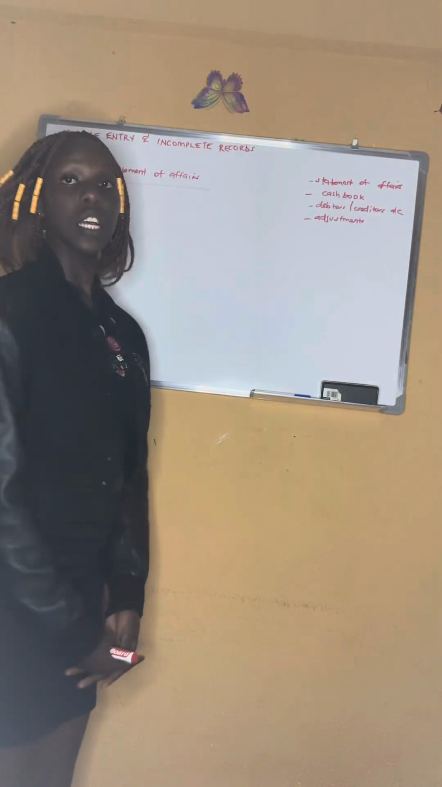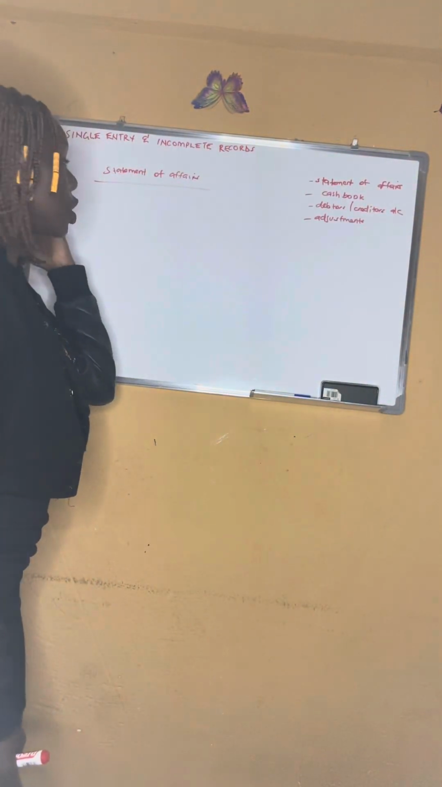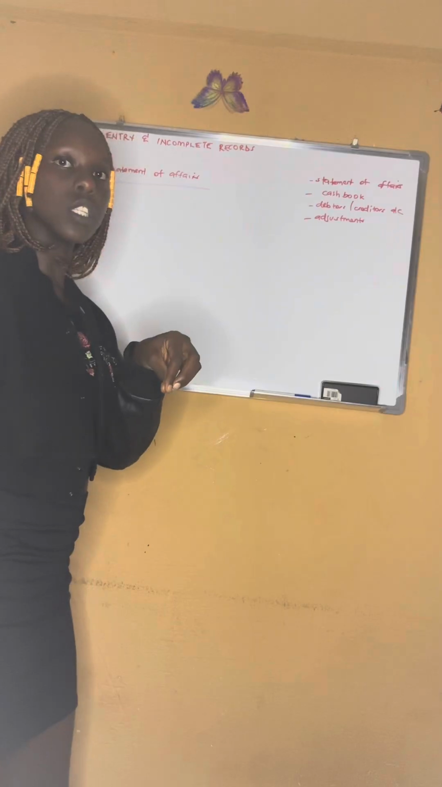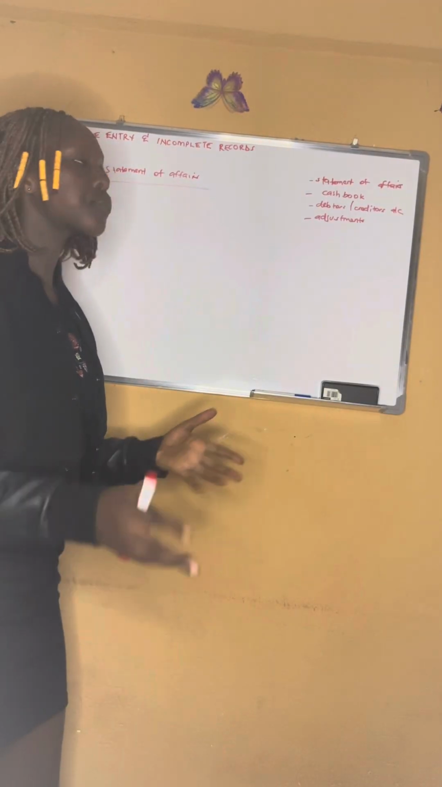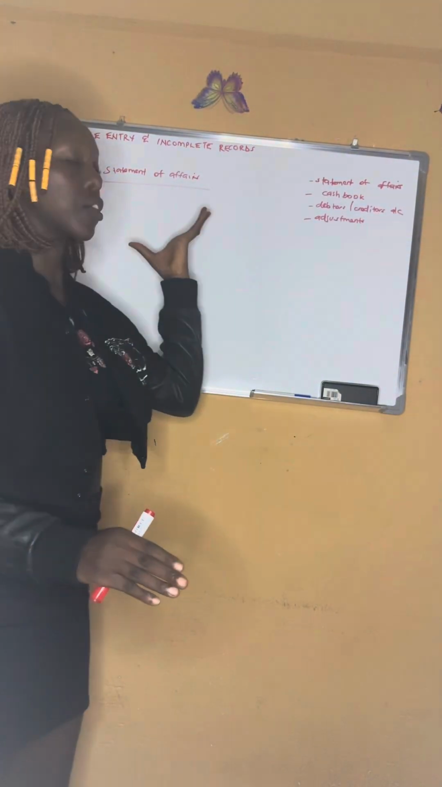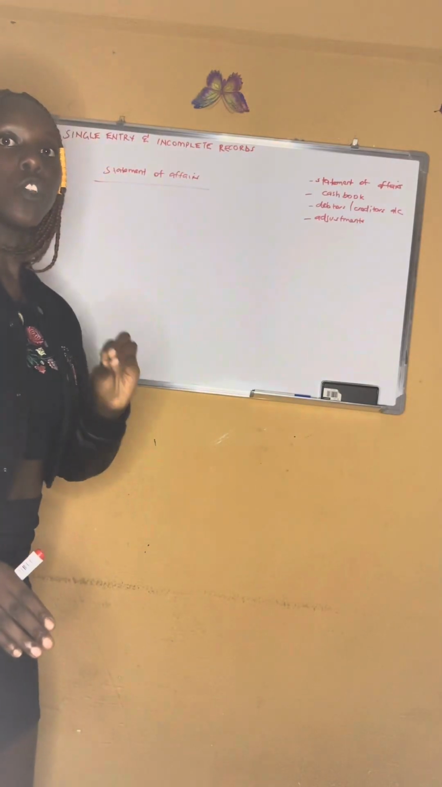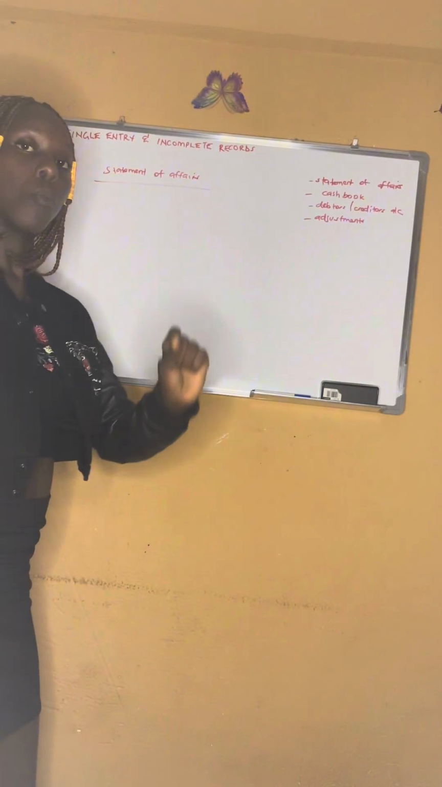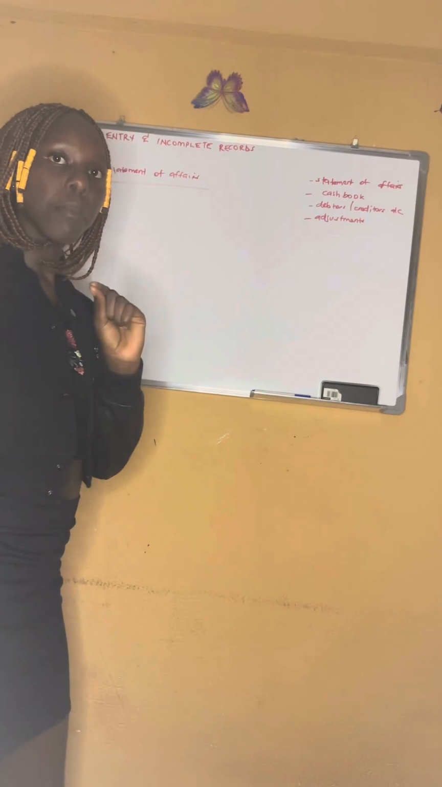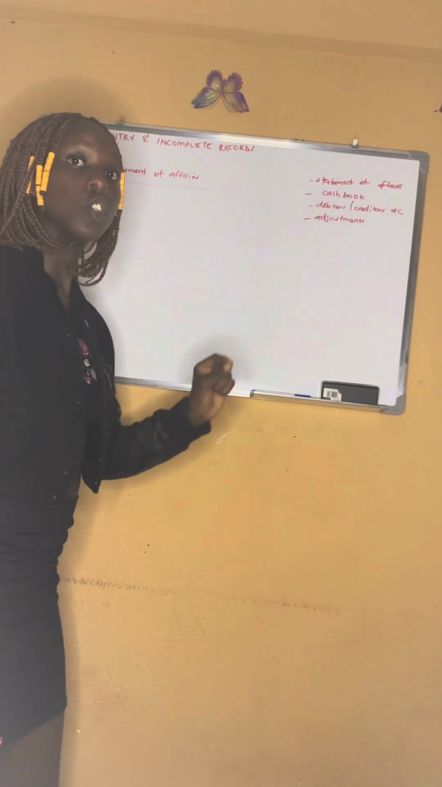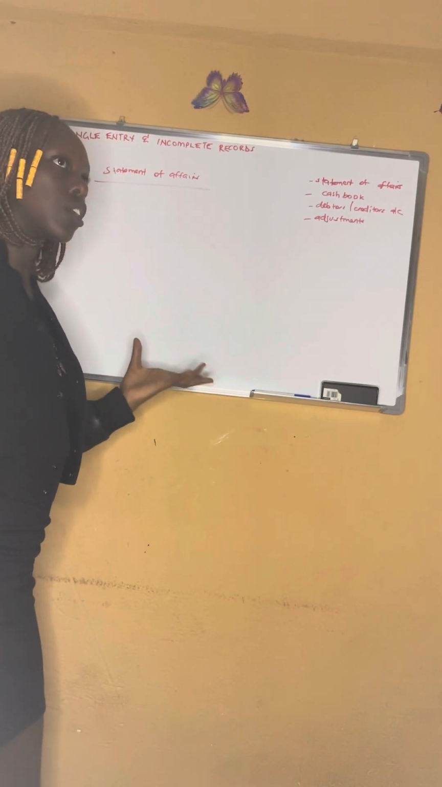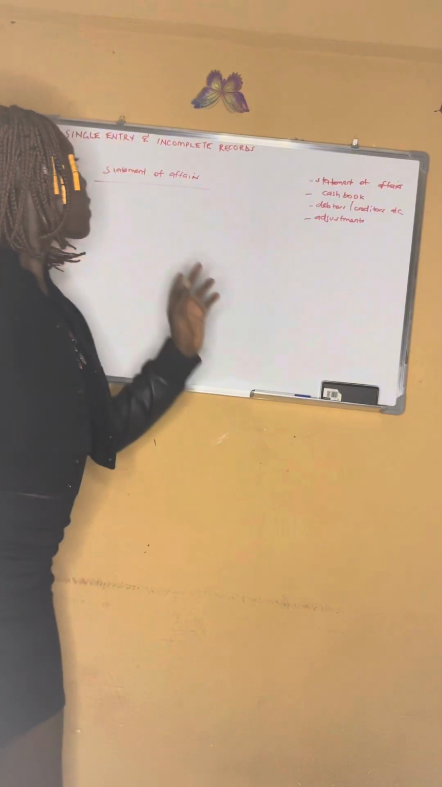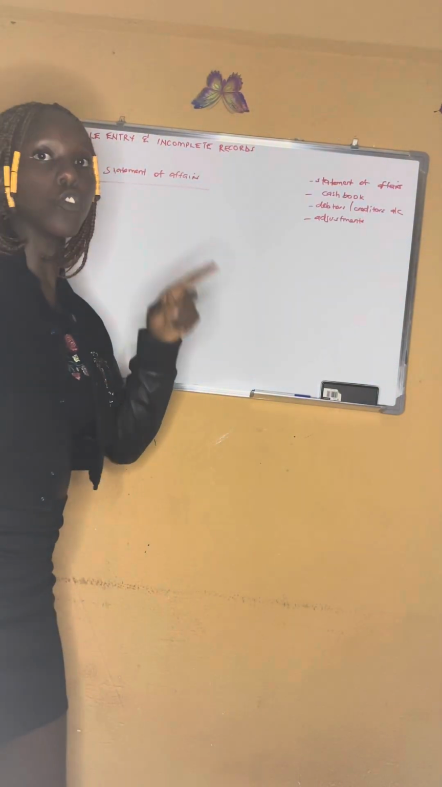Statement of affairs. We are under single entry and incomplete records. How would you solve it? So we start with the statement of affairs. In order to do a statement of affairs, you must look for the opening balance. Opening balance has no other name, it's opening balance. So in your question, if you don't see opening balance, that means you have to do the statement of affairs.